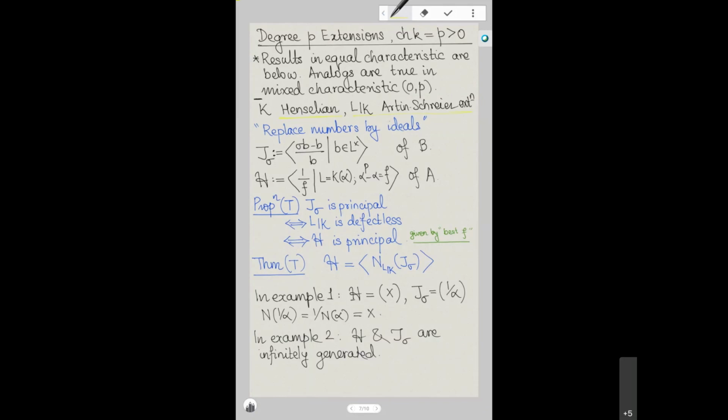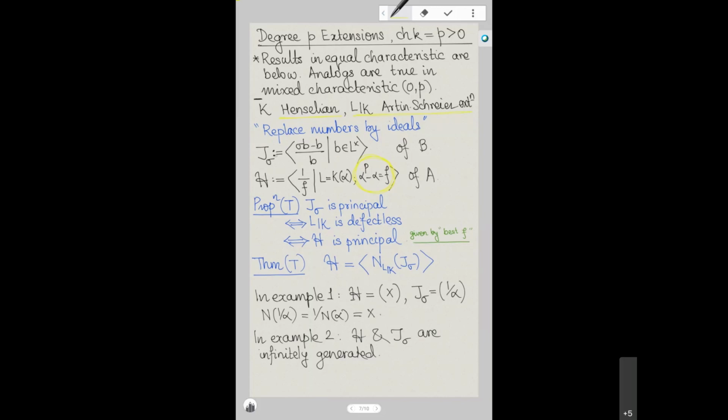So this is going to be given by equations of this form, alpha to the P minus alpha over to F, where F is coming from the field K. So the strategy here, it sounds very simple: we just replace numbers by ideals and hope things work out the way you want them to.